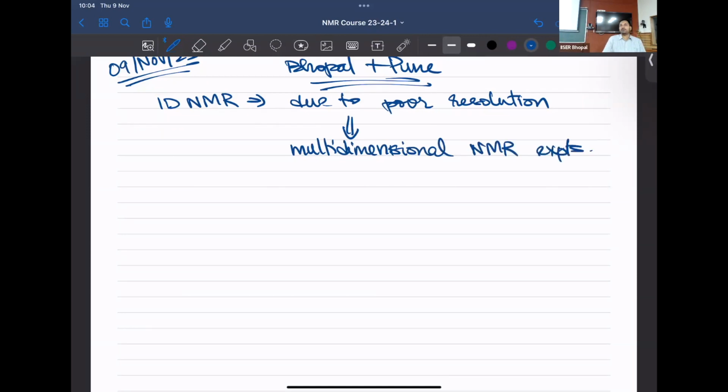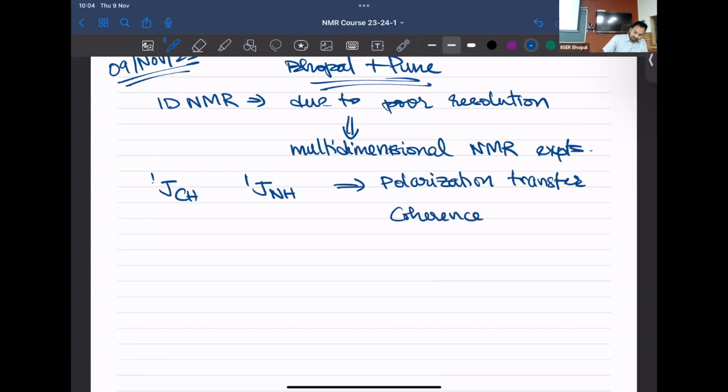And how do we end up achieving these multidimensional NMR experiments? We quite commonly exploit the one bond scalar coupling between proton and a heteronuclei, such as carbon or nitrogen, and end up doing polarization transfer or coherence transfer in order to increase the sensitivity of the carbon and nitrogen via the population from proton, and therefore get the frequency label and then detect it back in the proton.